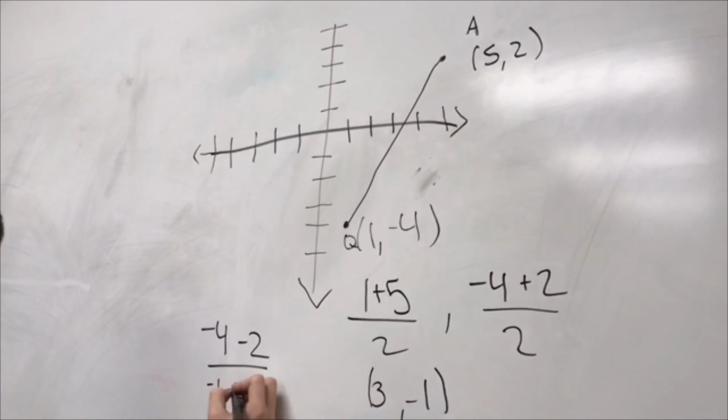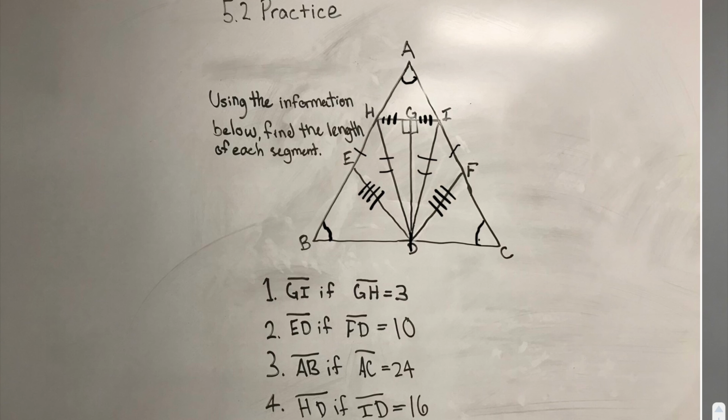Each triangle will always have 3 perpendicular bisectors, and all form one circumcenter. The circumcenter can be located outside of the triangle, on the triangle, or inside of the triangle. Now to practice what you learned in 5-2. Using the information below, find the length of each segment.